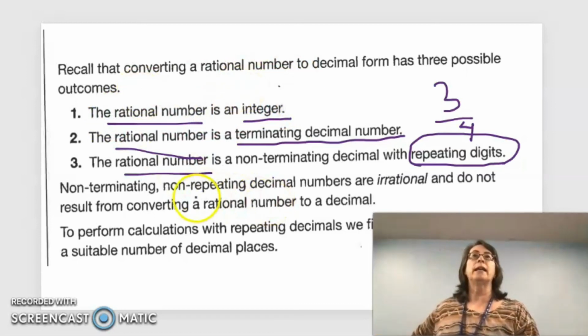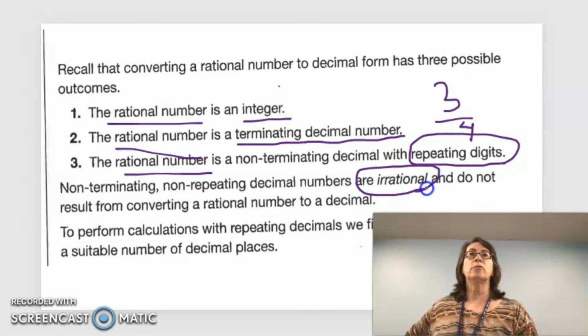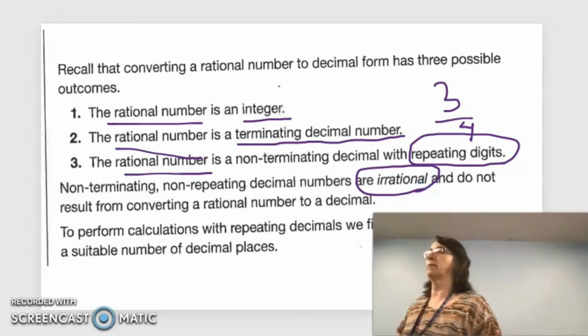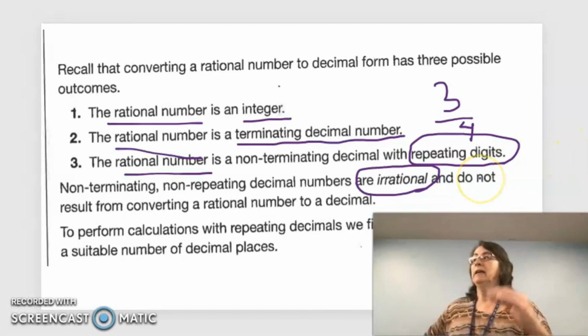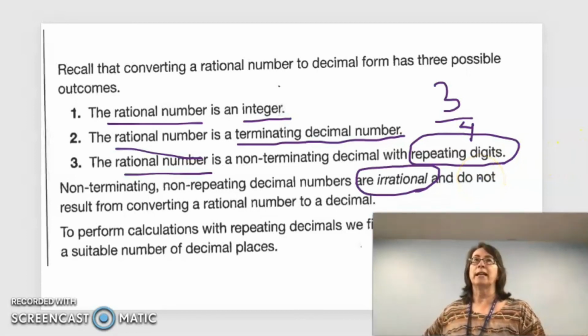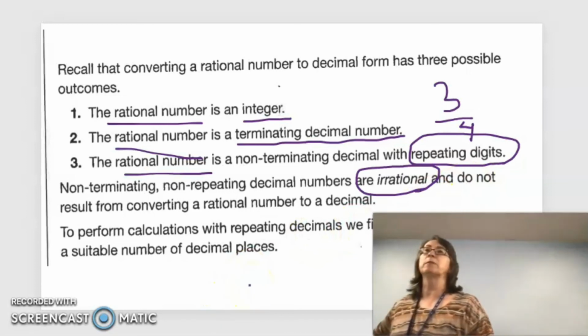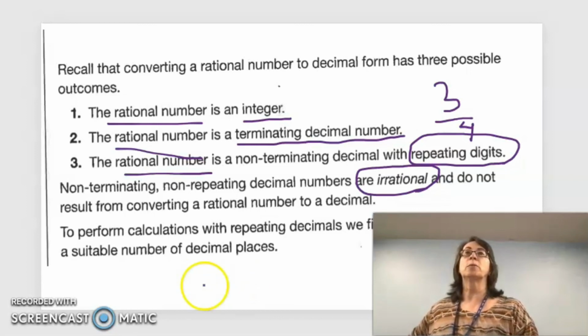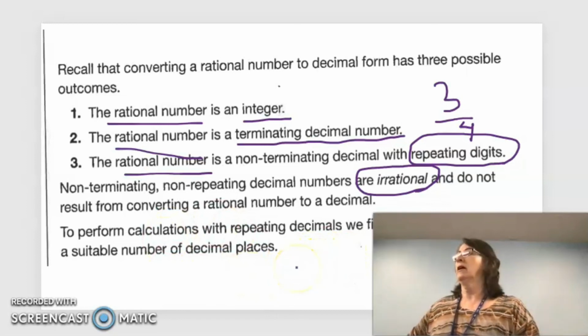So it says non-terminating, non-repeating decimals are irrational and do not result in converting a rational number to a decimal. If we have something that does not terminate, doesn't end, and does not repeat, then it is irrational. Okay, to perform calculations with repeating decimals, we first round the number to a suitable number of decimal places. In other words, we need to get an approximation, a rounding, before we can do things with it.